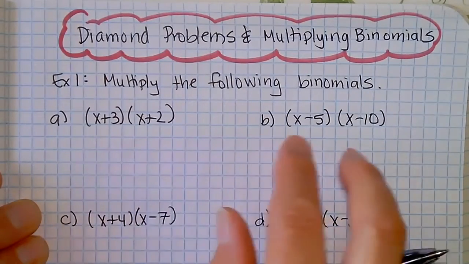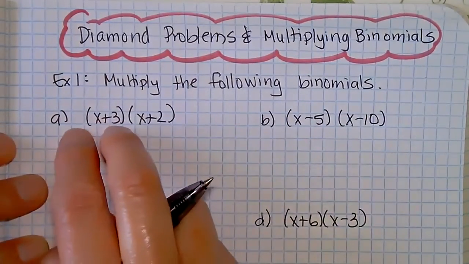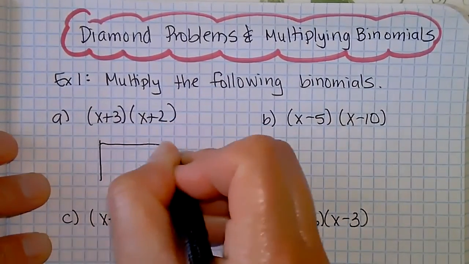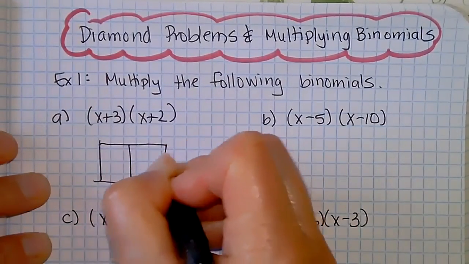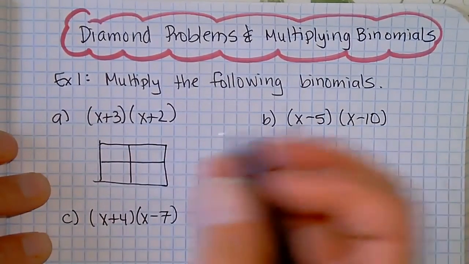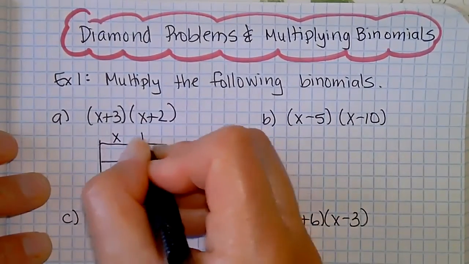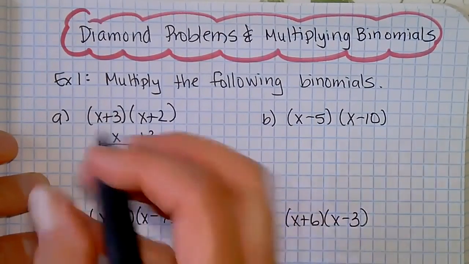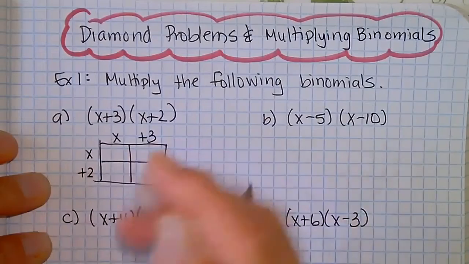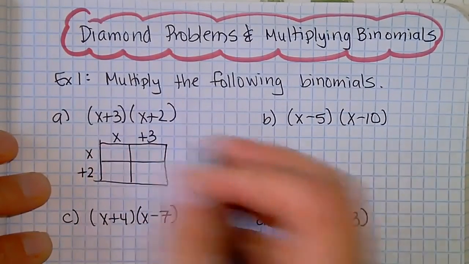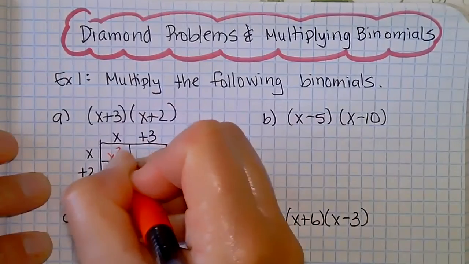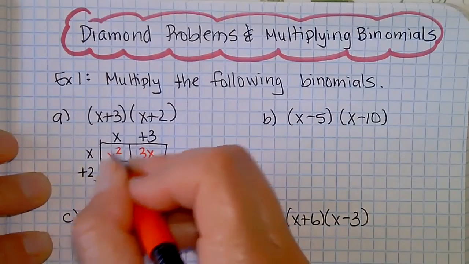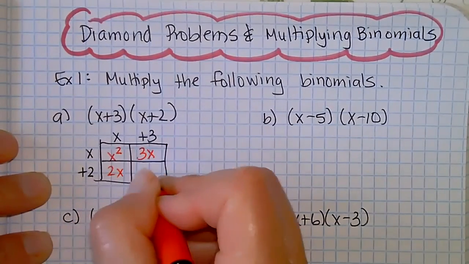So again, we're going to be doing the box method. We have binomial and binomial, 2 terms, 2 terms. So we're going to have a 2 by 2 box. On the outside, I'm going to have x, and it doesn't matter if I put the x plus 3 one or the x plus 2 one. If I put x plus 3 here, I'm going to put x plus 2 here. And then remember, I'm going to multiply x with x, and I'm going to do it in a different color, x squared, x times 3, 3x. 2 is going to multiply with both of these, so 2x. And 2 times 3 is 6.